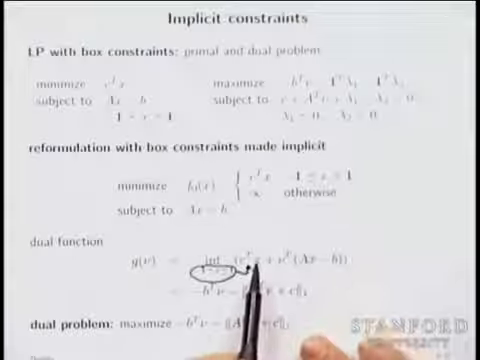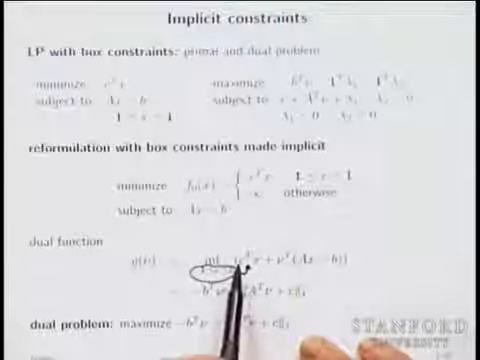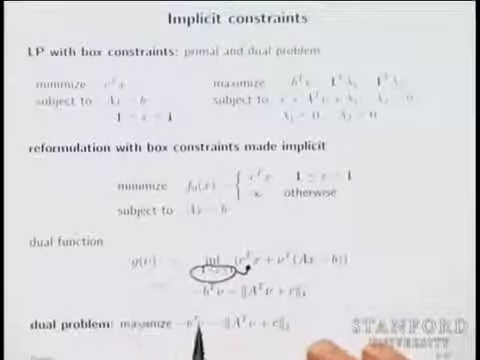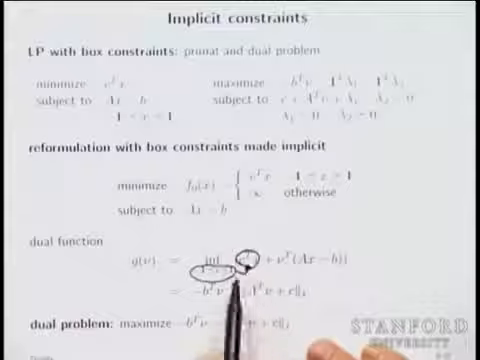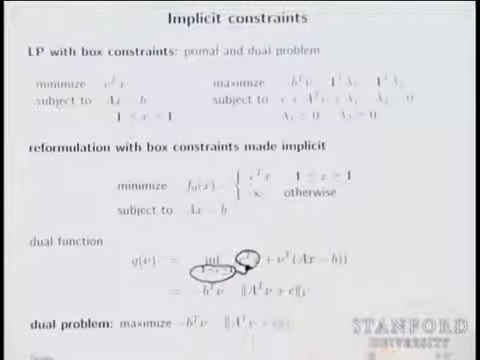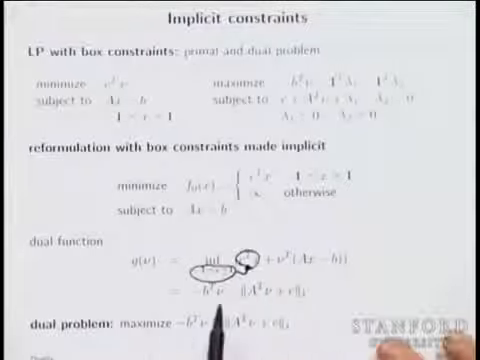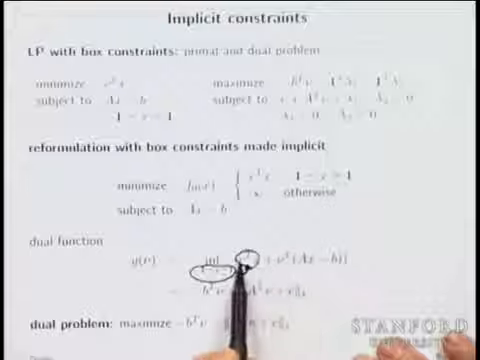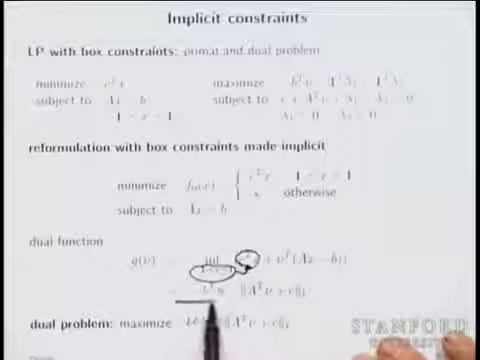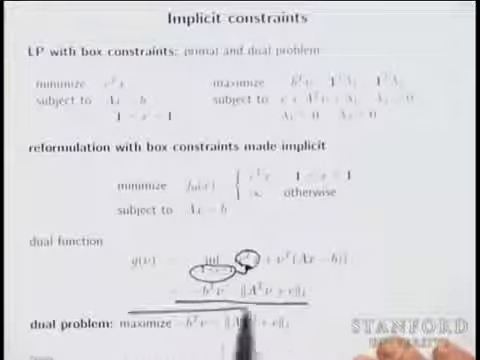You select X to be plus 1 if C is negative, and minus 1 otherwise. If you do that, then the optimal value of this thing is the 1 norm of this. Sorry, it's not just C, it's A transpose nu plus C. And you get that, and that's the dual problem.